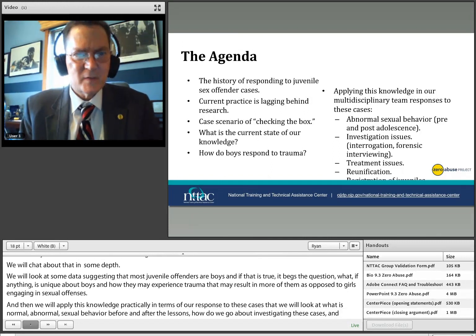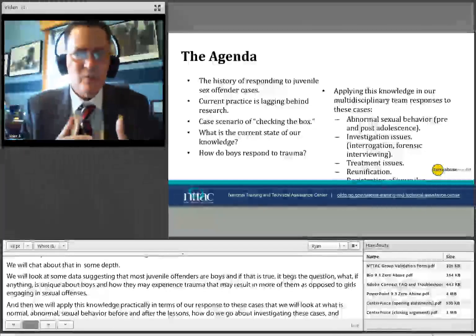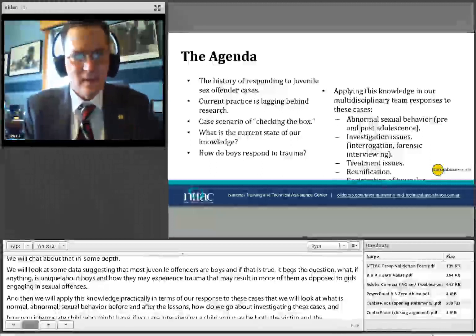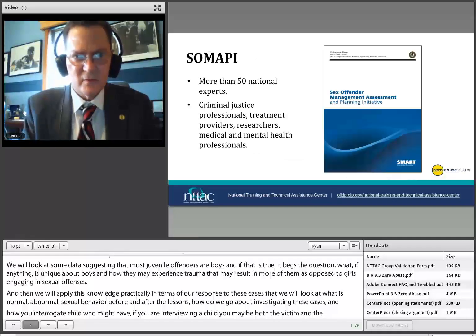What does the research say about best practices in terms of treatment? When, if ever, do we reunite two siblings where one has sexually assaulted another? And if we have time, we'll talk a little bit about the issue of the registration of juveniles as offenders.